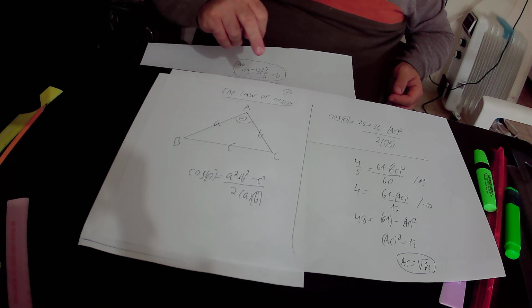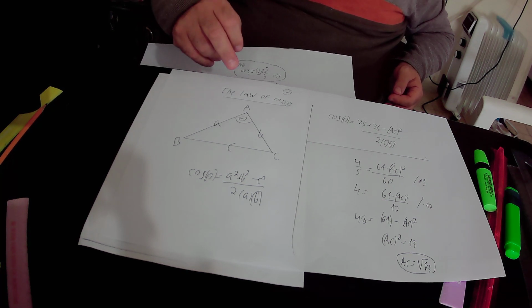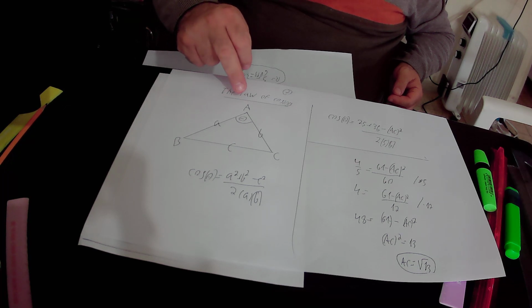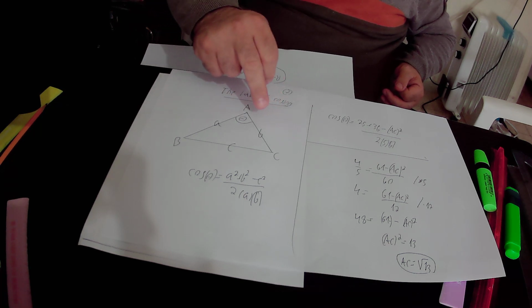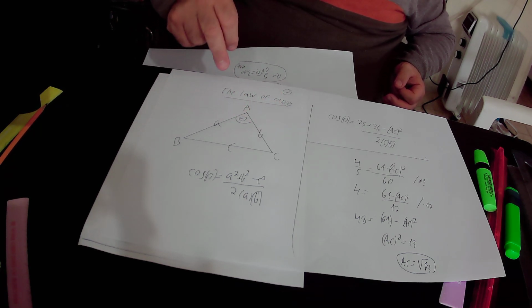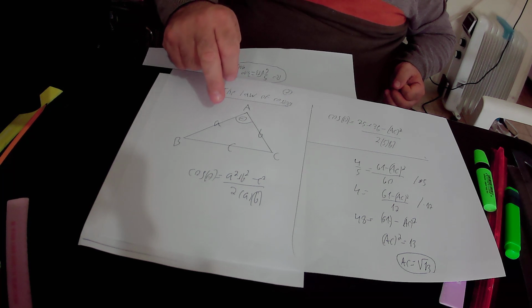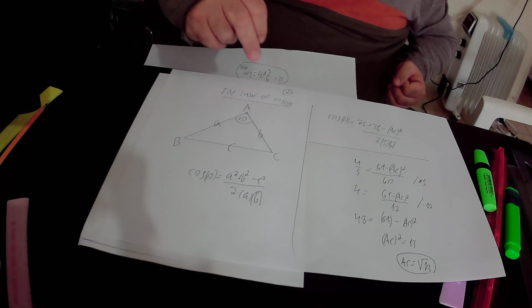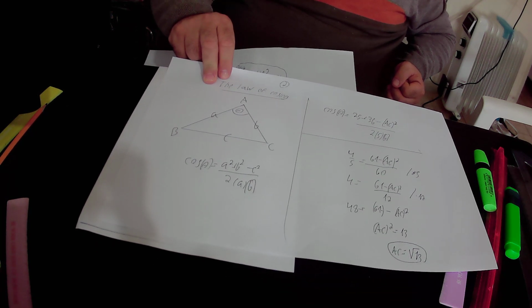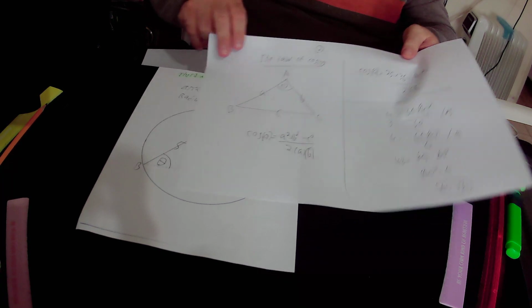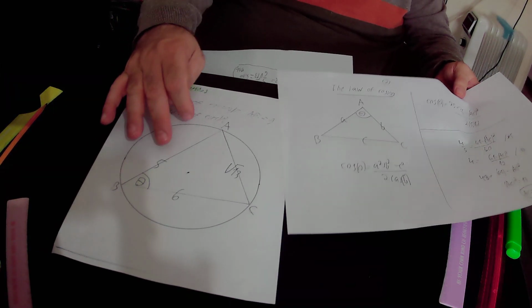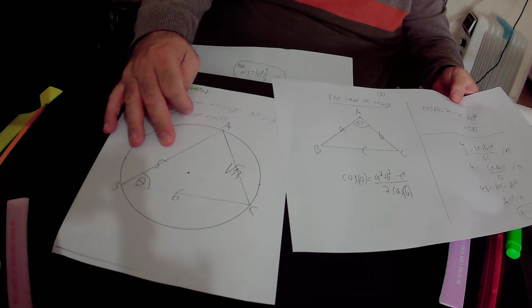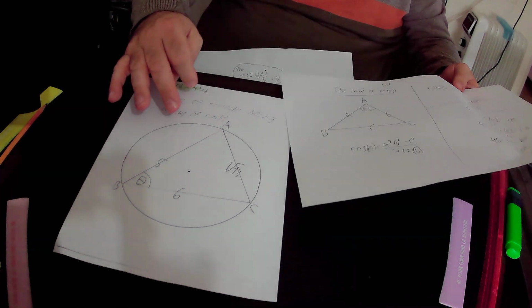Then we implemented the law of cosines in our triangle ABC. According to the law of cosines, this is triangle ABC that could be any triangle. Side AB equals A units, side AC equals B units, and side BC equals C units. Then cosine theta equals A squared plus B squared minus C squared over 2 times A times B. So in our specific triangle, cosine theta equals 5 squared plus 6 squared minus AC squared over 2 times 5 times 6.